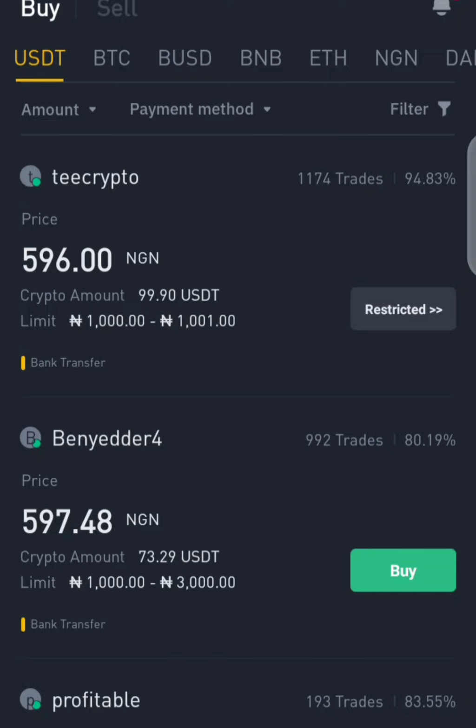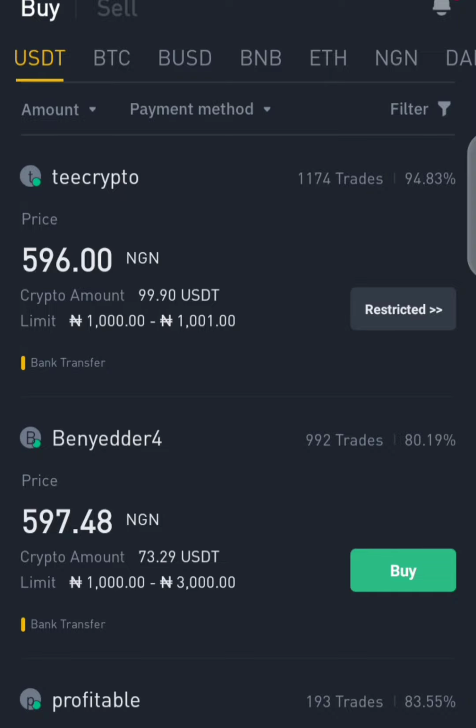Now look at the first merchant. The first merchant is T Crypto. This T Crypto, let's analyze what you should look at before trading with the person. Number one, you look at the number of trades that the person has carried out. The T Crypto has carried out 1,174 trades, and is having a credibility of 94.83%. What I'm reading, you check close to his name, by the right, you will see what I am reading out.